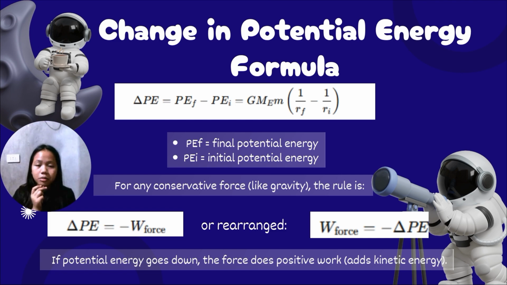So let's have the formula for the change in potential energy. The change in potential energy is equal to the potential energy final minus the potential energy initial. And for any conservative force like gravity, the rule is that energy does not disappear; it can be broken down, but it is transferred or transformed into another form of energy.